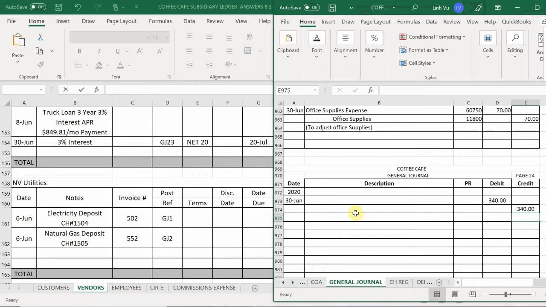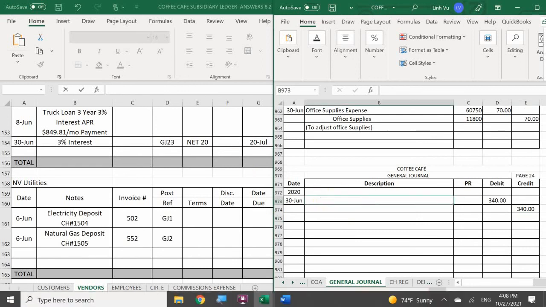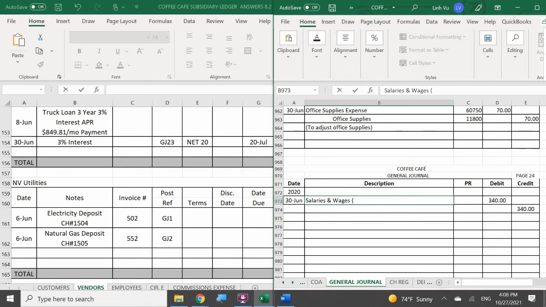Now, what account can I use to say that I owe her money? Salaries and wages payable. Correct. So in this case, I have to put it down here because it's a liability. Salaries and wages payable.